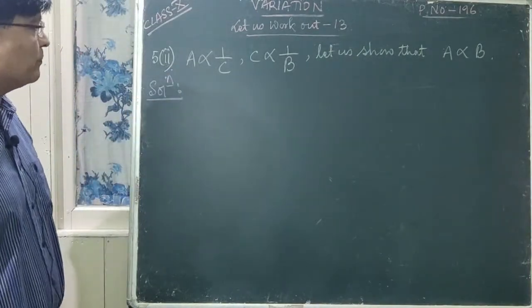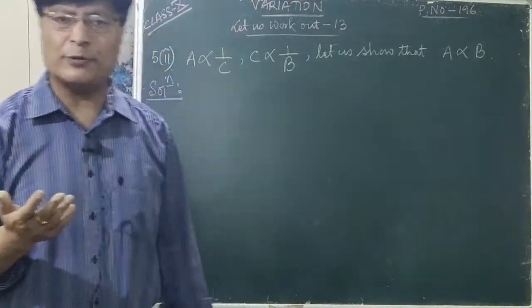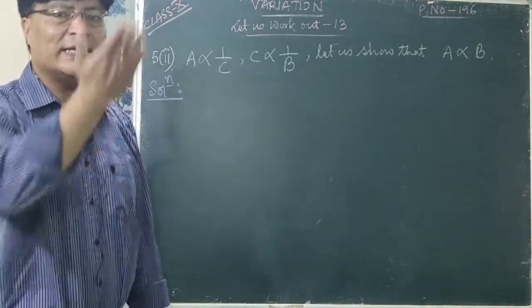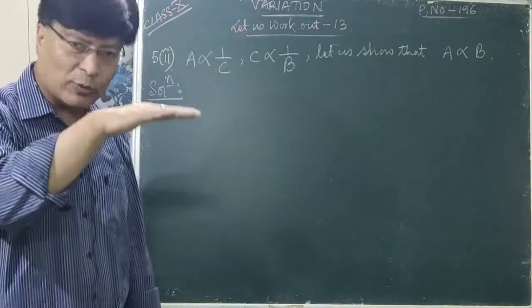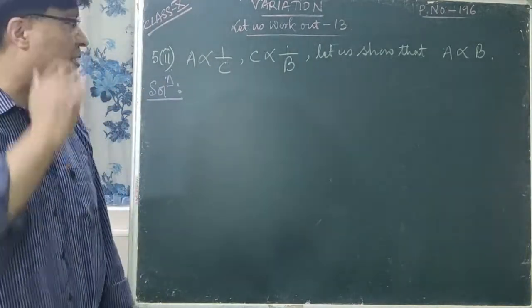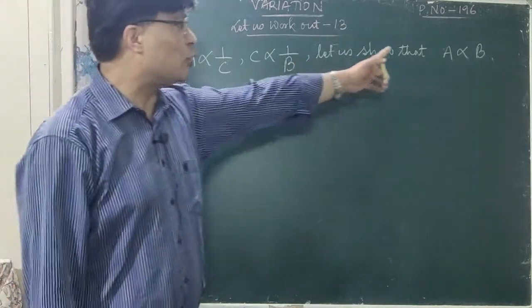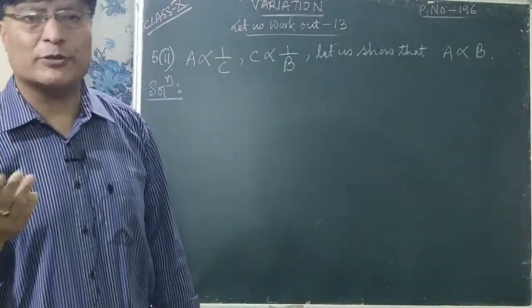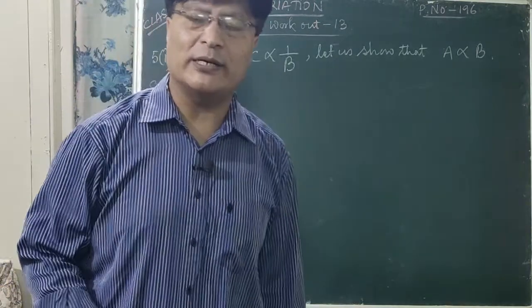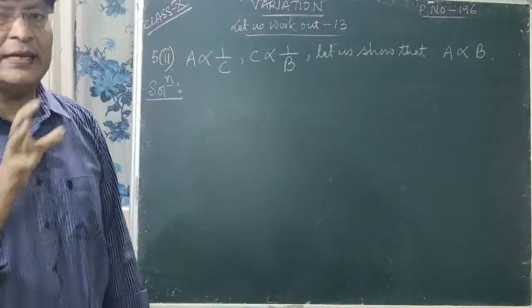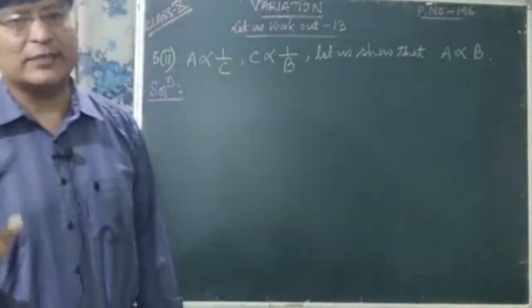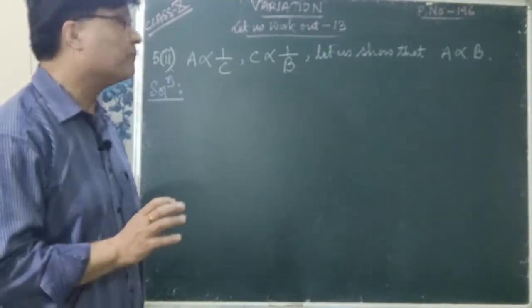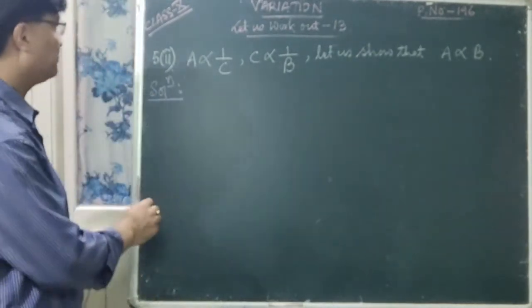In this case also, C is inversely proportional to B. That means when C increases, B decreases, and when C decreases, B increases. Okay? So you have to show that A is directly proportional to B. We have to prove that A and B have a direct variation. So let us prove it now.